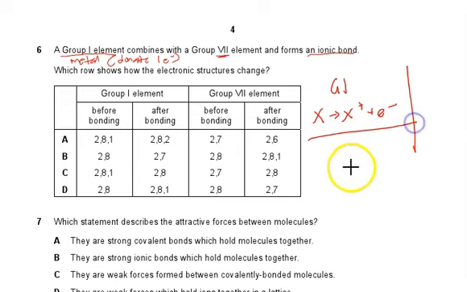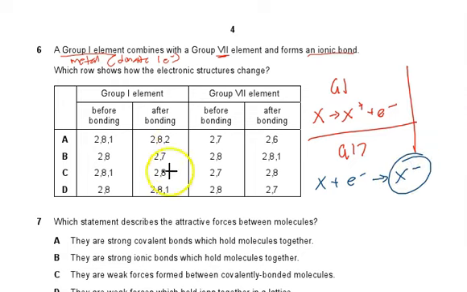However, group 17 will accept 1 electron to form the negative ion. Okay, so this is the difference. Before bonding, group 1 must have 1 electron, and after bonding they have donated it. So this is correct. And before bonding here, group 17 must have 7 valence electrons because it's group 17. And they will add 1 after bonding and become 2.8. So this is the best answer here. 6 is C.